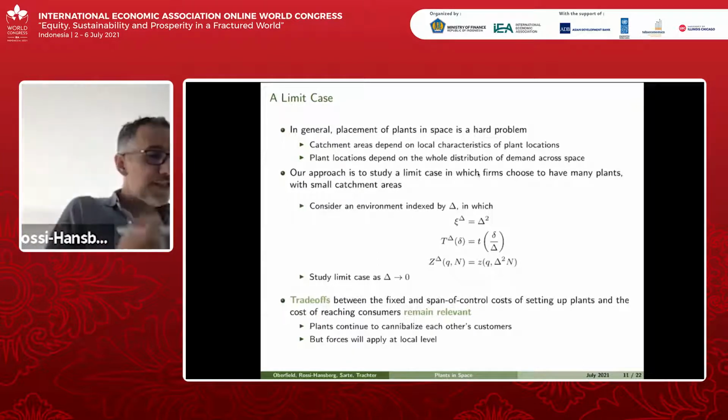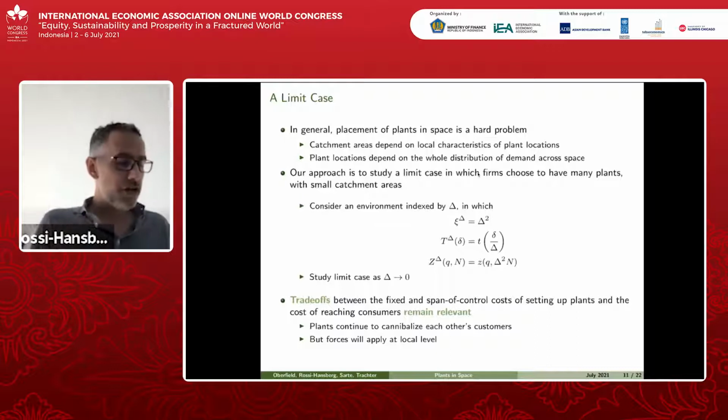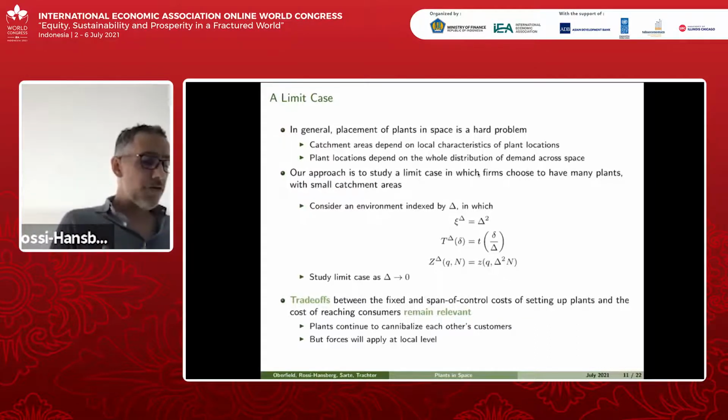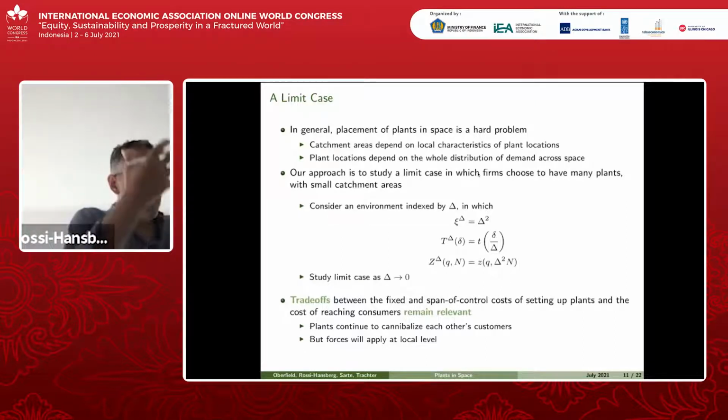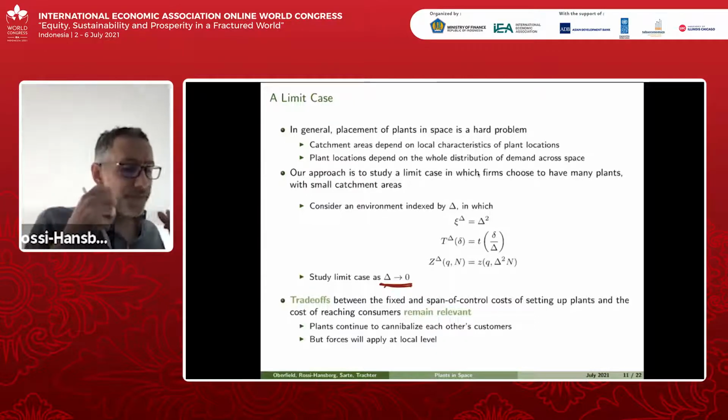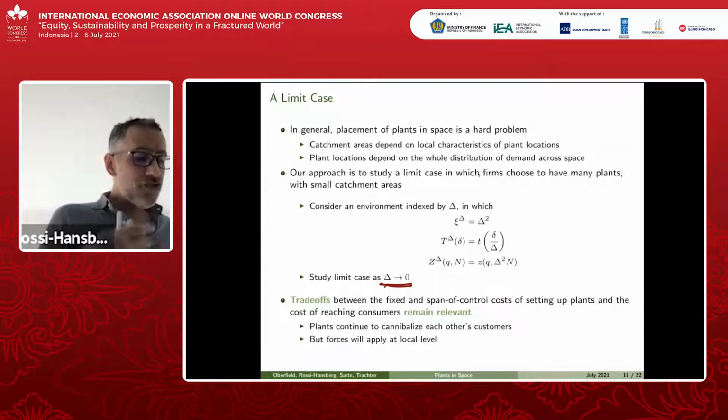And that's why we don't have general insights that we can use to think about the impact of different forces and the importance of different forces in general for this problem. And so what's our approach? Our approach is going to say, well, take a particular limit where all these trade-offs are still relevant, but are all operating at the local level. And so that's kind of the conceptual trick, in some sense, to be able to crack this problem and make some analytical progress on it. And so the way we're going to do it is we're going to take a limit when delta goes to 0. And what is delta is we're going to index the cost of setting plans, the transport cost, and the span of control cost all to delta.